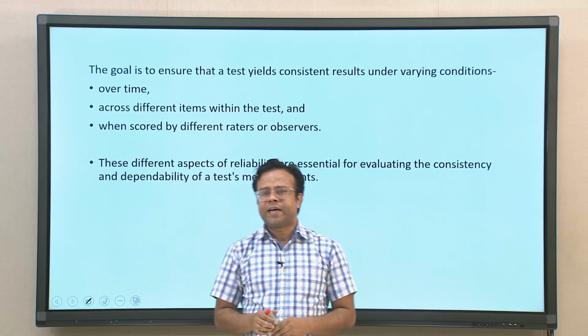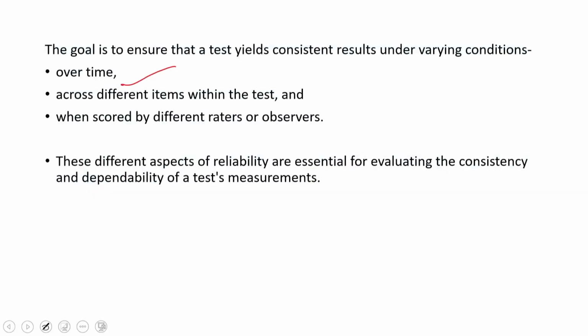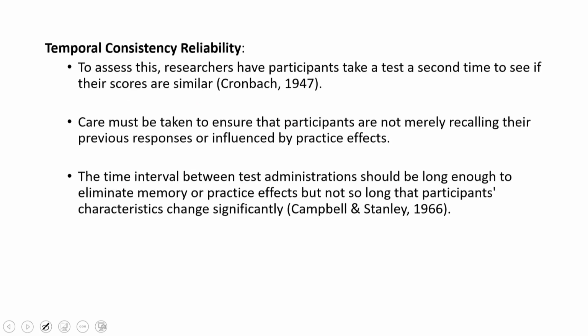So, reliability can be established under conditions where, over time, you take multiple tests and see correlations across different items within the test, whether the different items within the test are consistently correlated to one another or not. And when scored by different raters and observers, what is the similarity among those different observers? That also shows reliability. So, these are the different aspects of reliability essential for evaluating the consistency and dependability of a test. This is how you establish reliability. Let us see these 3 aspects very briefly.